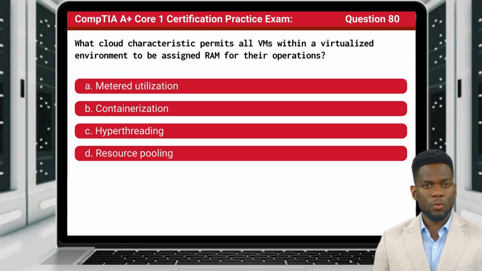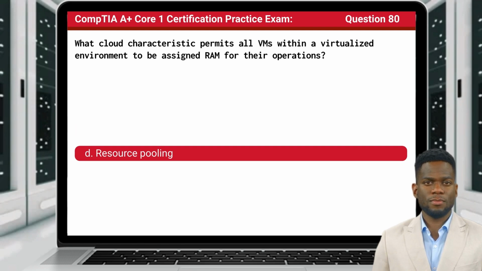Question 80. What cloud characteristic permits all VM within a virtualized environment to be assigned RAM for their operations? The answer is D. Resource pooling.